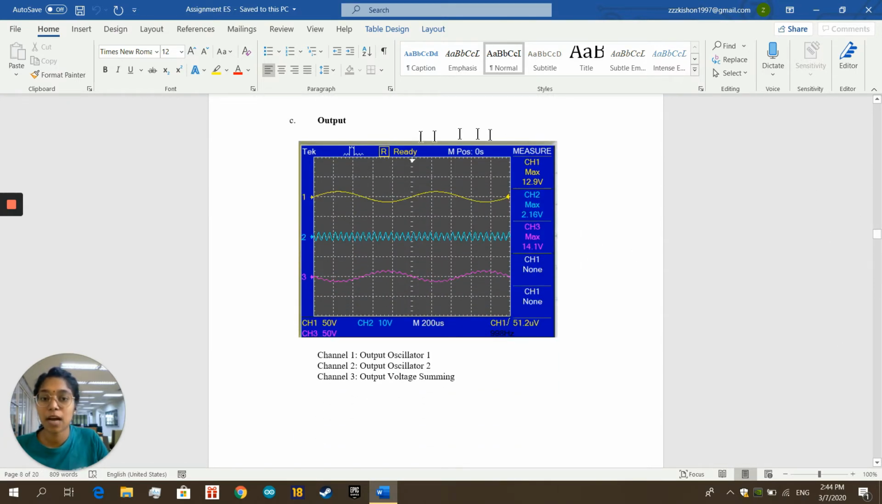And this is the output that we have got. As we can see here, channel 1 is the output of oscillator 1. Channel 2 resembles the output from oscillator 2, and channel 3 is the resemblance of the output of the voltage summing. That's all for my part, sir. Thank you.